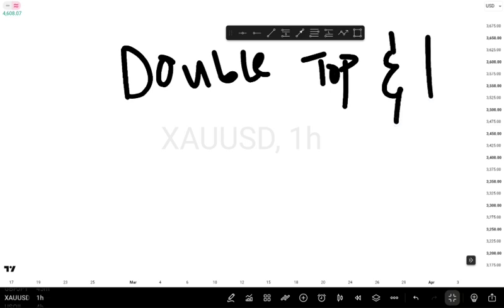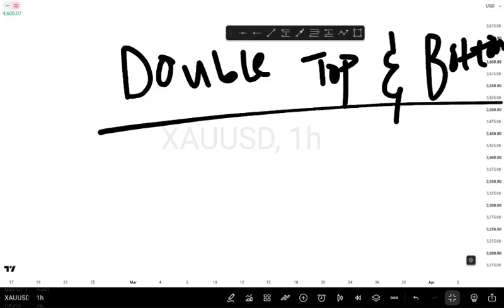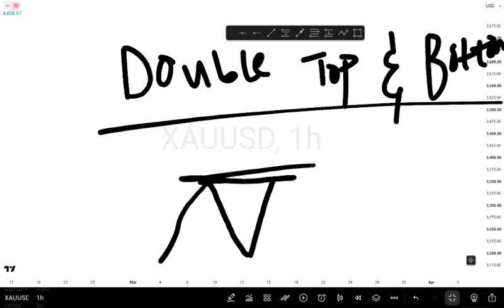Right, and double bottom. That's it. Double top and double bottom. So now, how do you identify this chart pattern? Market moved from one resistance down to this support. Now, market came back, moving to that resistance, giving it equal highs.